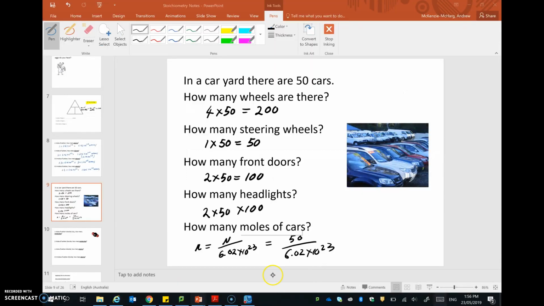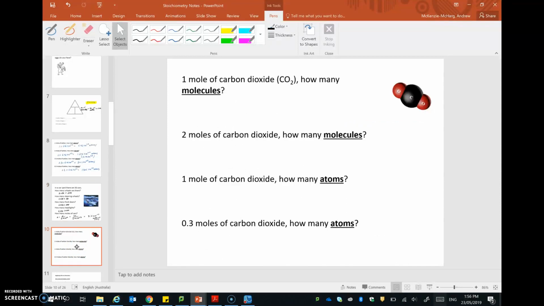Right, so 8.31 by 10 to the negative 23. And that is to 3 significant figures, of course. Moles of cars. Right. Now, the reason we went through this analogy is because we're going to look at carbon dioxide now, which is not a pure element, but of course is a compound.